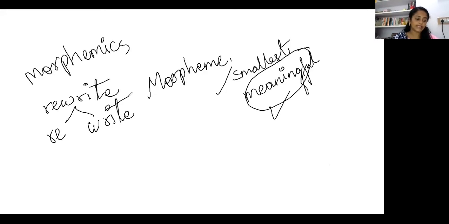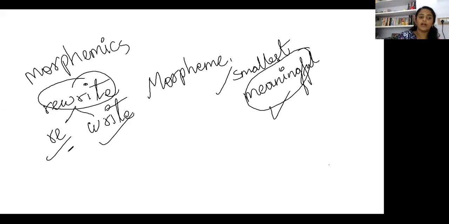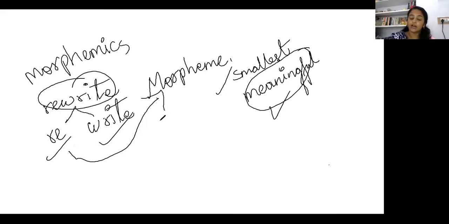And these units that you get from this particular word are called morphemes. So the word rewrite is made up of two morphemes, re and write, all right?